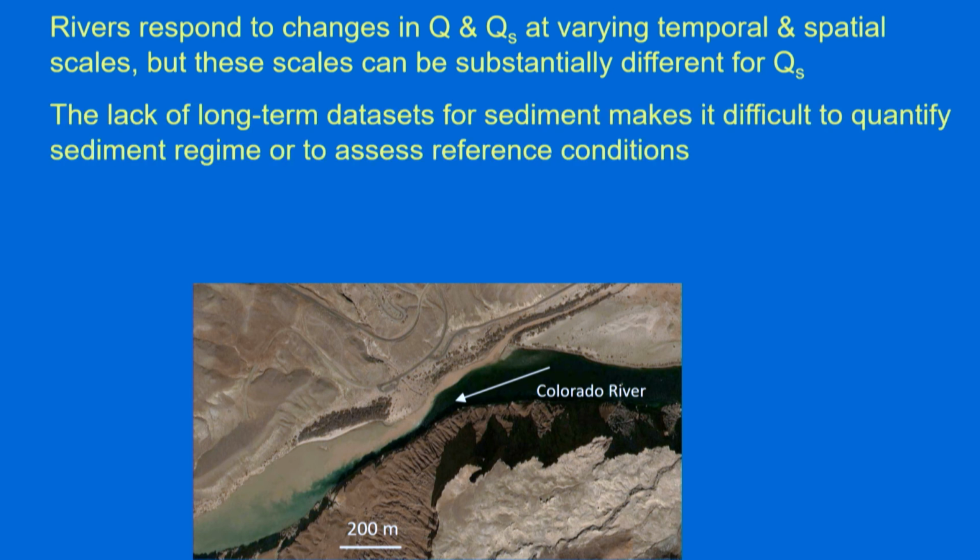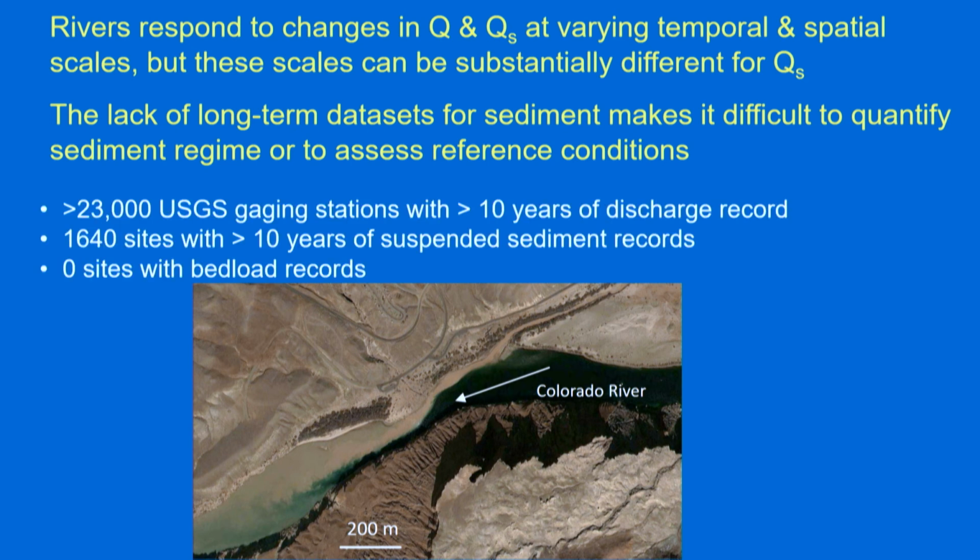And the tricky part about sediment is we don't have the analogous long record of stream gauge information on that we do on discharge. So it's really hard to assess a sediment regime the way you can a natural flow regime, or to assess reference conditions. And to make this very blunt, more than 23,000 gauge stations with stream flow that goes back more than a decade, just over 1,600 for suspended load, and none for bed load. So in that scenario, you can't develop something like the indicators of, it would be ISA, indicators of sediment alteration.